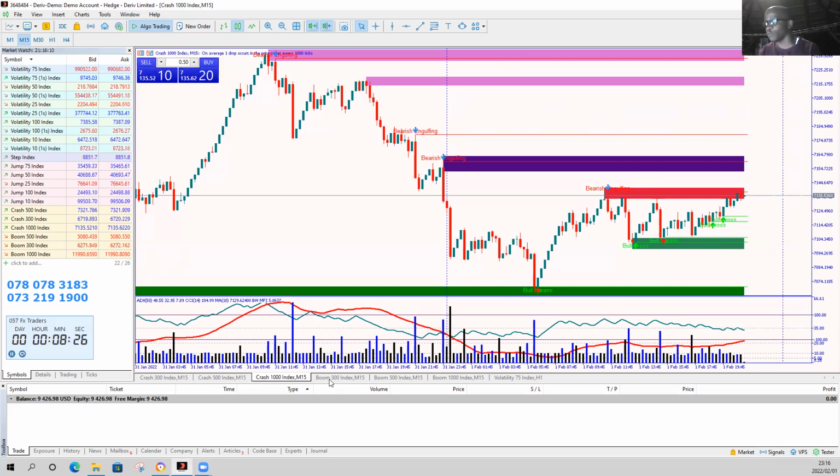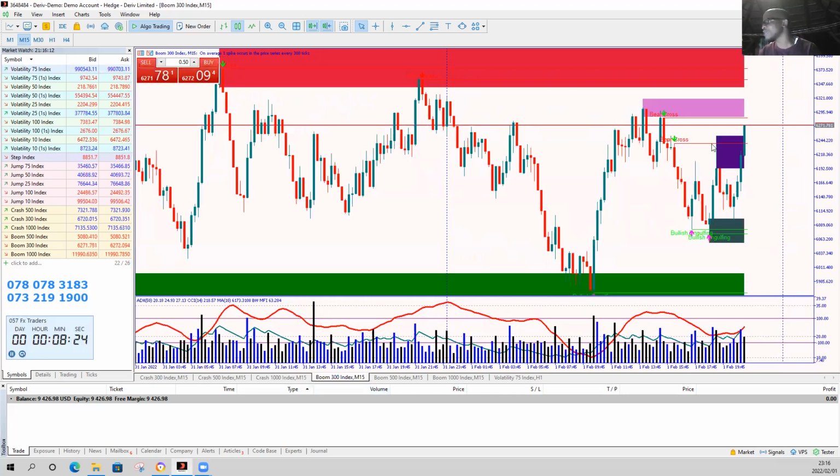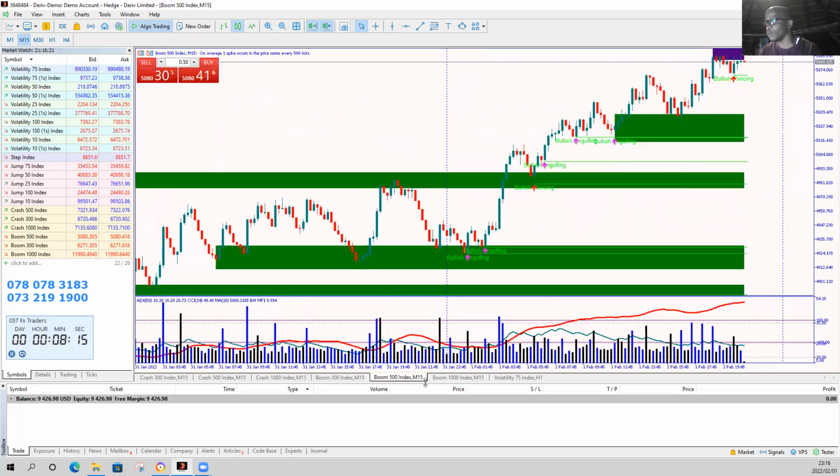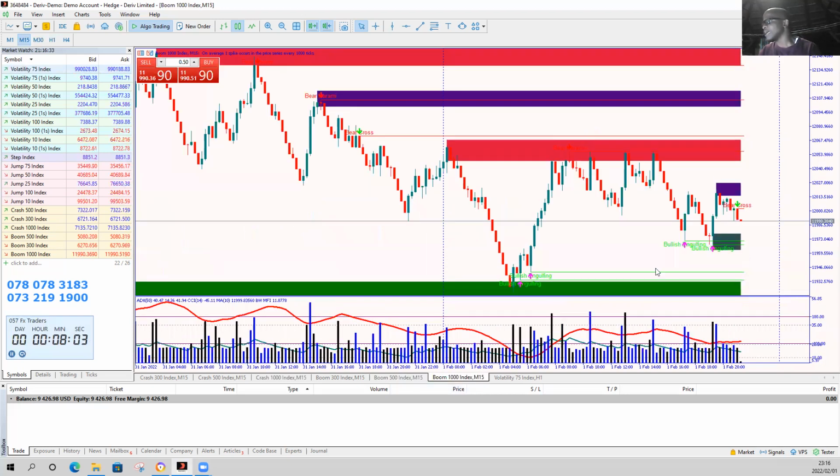Then we are going to Boom 300. On Boom 300, the previous candle didn't say anything with regards to the signal, so there's nothing we can do. On Boom 500, the previous candle didn't say anything, even though it's on the support, on the resistance, so there's nothing we can do. And then with this one, the previous candle said bear cross, my favorite.